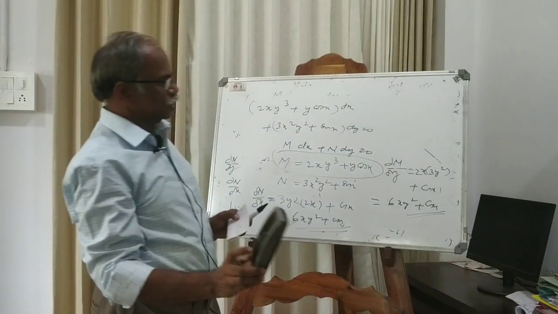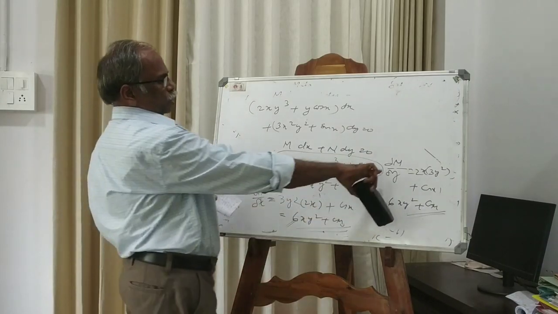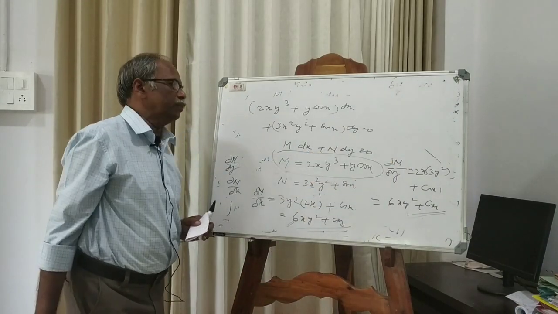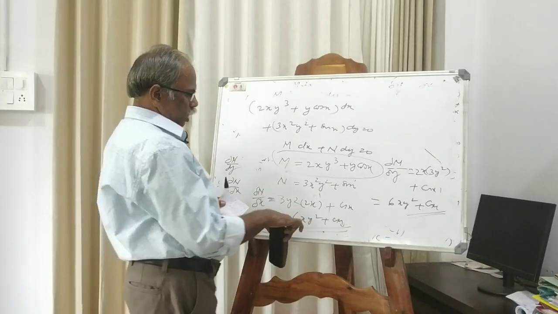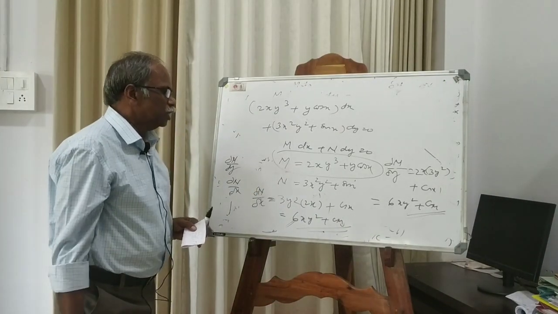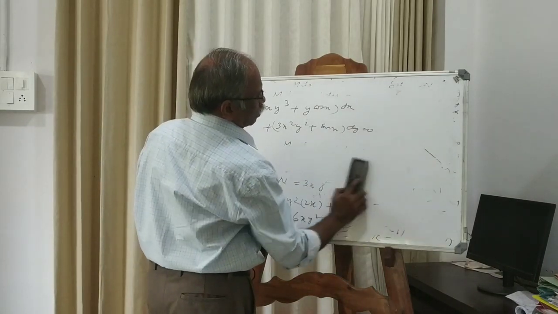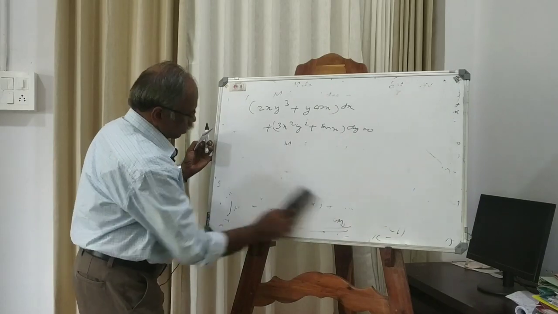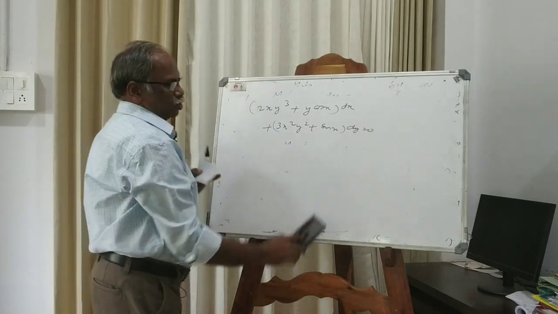A differential equation is said to be exact if their partial derivatives are equal. Here the first partial derivative is partial dM by dy, and the second partial derivative is partial dN by dx, both are equal to 6xy^2 plus cos x. So, this differential equation is exact. Whenever it is exact, we have to find the general solution. How can we find this general solution? The two steps are there.